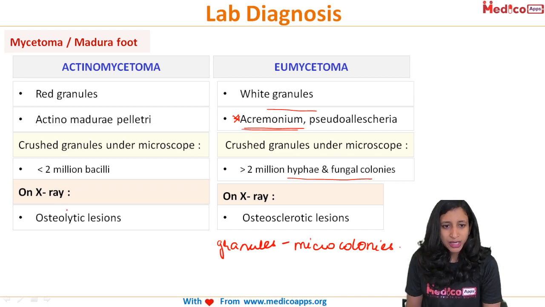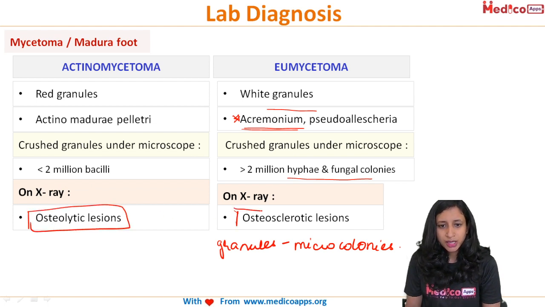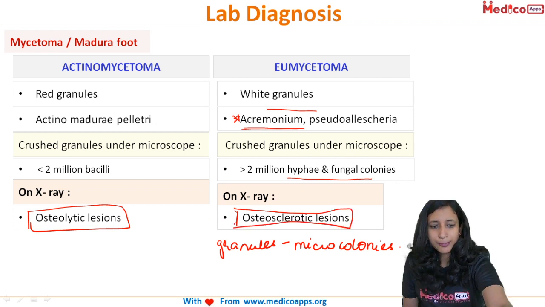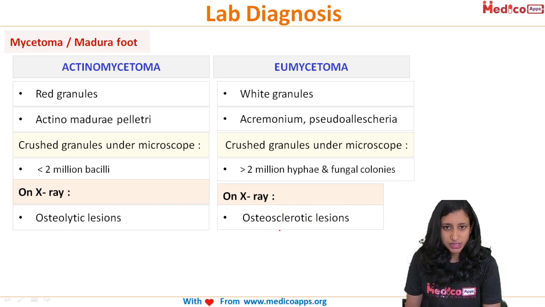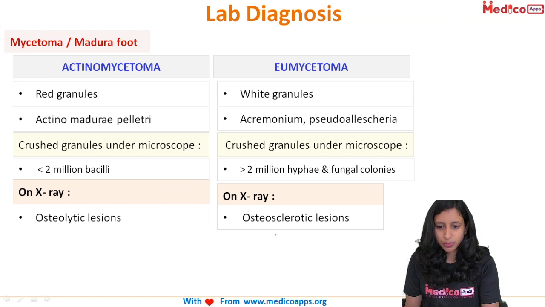Now, coming to the X-ray, so many times these patients are seen in the ortho OPD with a non-healing wound. So this is normally what is seen. Now here, how you differentiate is on an X-ray: you see osteolytic lesions when it comes to actinomycetoma, whereas osteosclerotic lesions are seen in cases of eumycetoma.